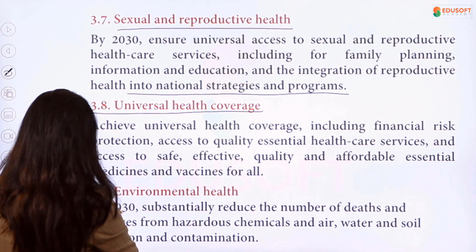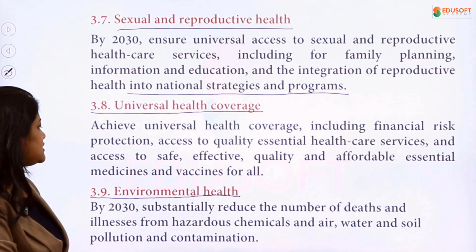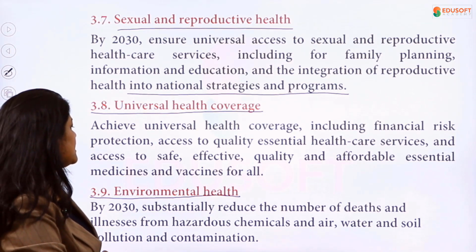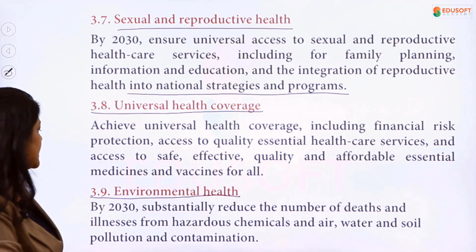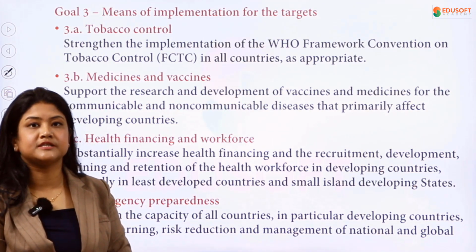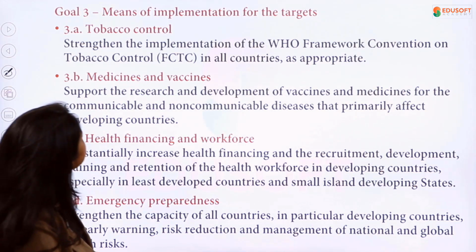Target 3.9 is environmental health. By 2030, substantially reduce the number of deaths and illnesses from hazardous chemicals and air, water, and soil pollution and contamination. So coming to our next target under goal 3, we have means of implementation for the targets as well.